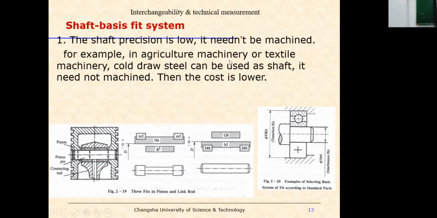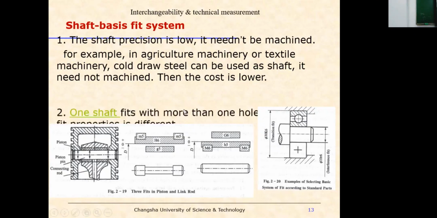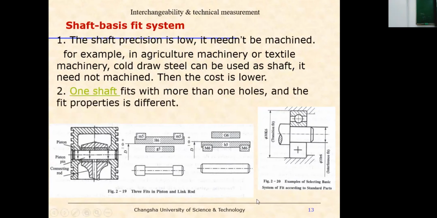So the procedure is very low. One shaft may fit with more than one hole, and the fit properties are different. Like this one, if this is a shaft, it needs to fit three holes: this one, this one, and this one.